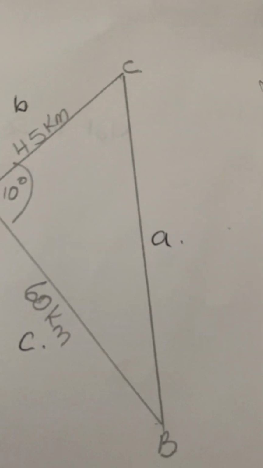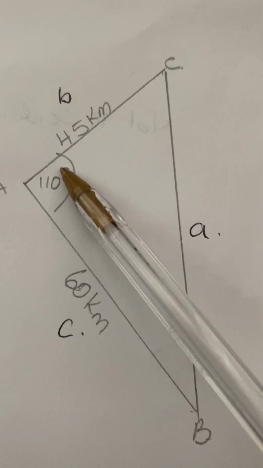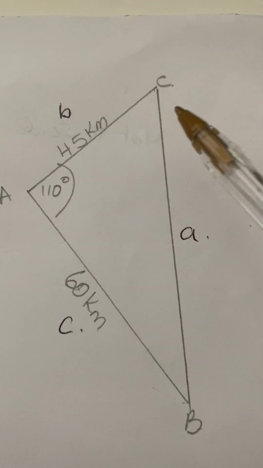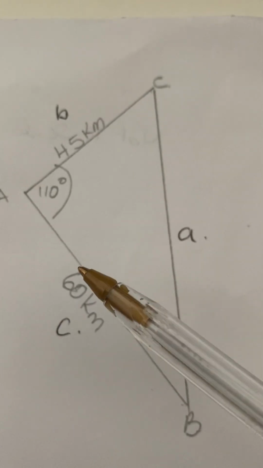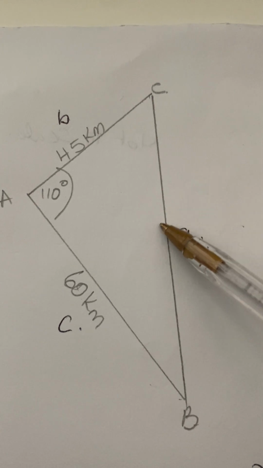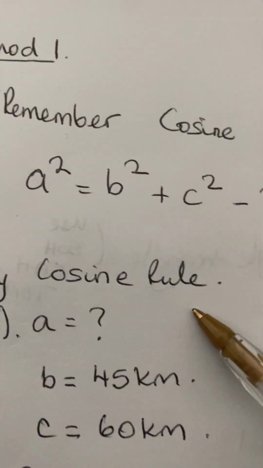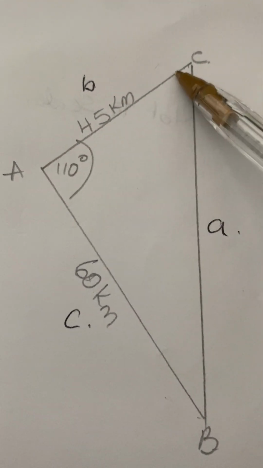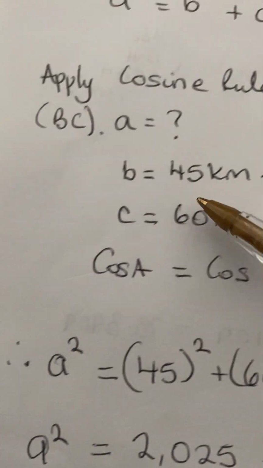So if I look at it, now assuming I represent this as A, then this is the angle at A, okay? This 45 kilometers, C is the angle, assuming we knew the angle at C, that one. But we know the angle at A, so we can use it to find the length of A. So going by the cosine rule, we need to find A, which is our BC from the question. B here is 45 kilometers. C here is 60 kilometers. So that's all we need.